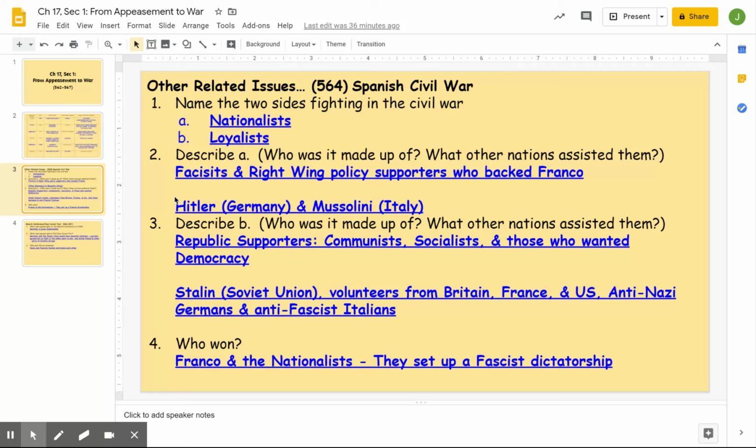On the side of the loyalists, we have Republic supporters, communists, socialists, and those who want democracy. And the nations assisting them, we have the Soviet Union, and we have Britain, France, and the U.S. not officially helping, but volunteers from these three nations going to assist the loyalists. And we also have anti-Nazi Germans and anti-fascist Italians joining the side of the loyalists. So who wins the Spanish Civil War? Franco and the nationalists win, and they set up a fascist dictatorship there.